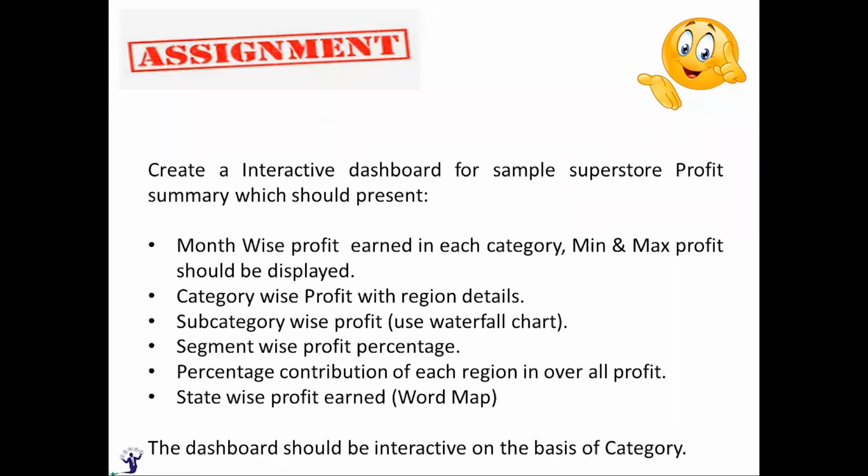Subcategory-wise profit using a waterfall chart. Segment-wise profit percentage, you can create anything, bubble chart, funnel chart, advanced funnel, or pie chart, whatever you feel like. Percentage contribution of each region in overall profit, state-wise profit earned on a world map, just a suggestion. The dashboard should be interactive on the basis of category.